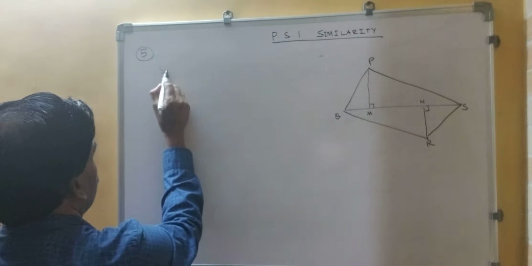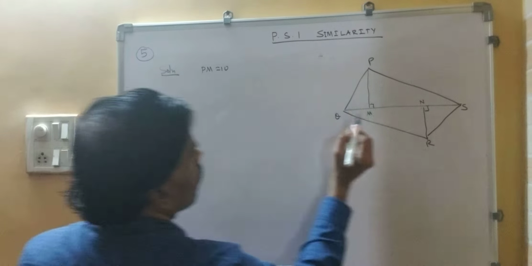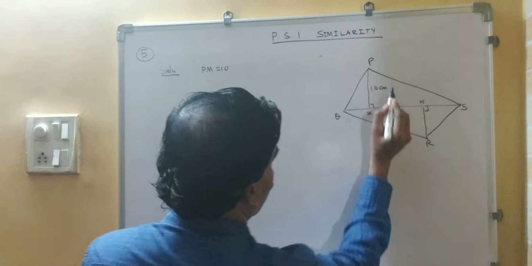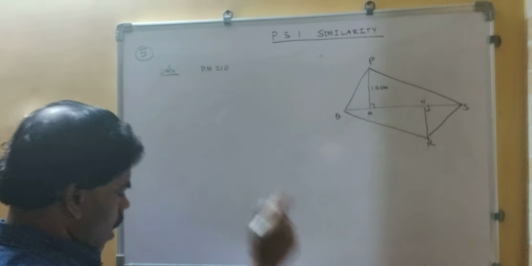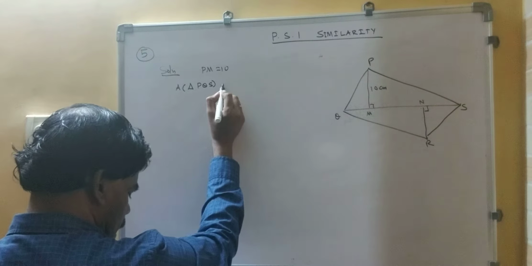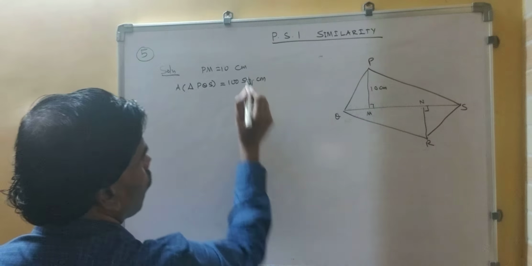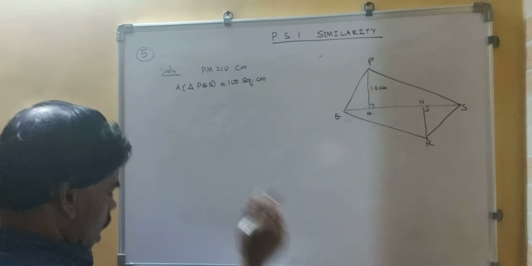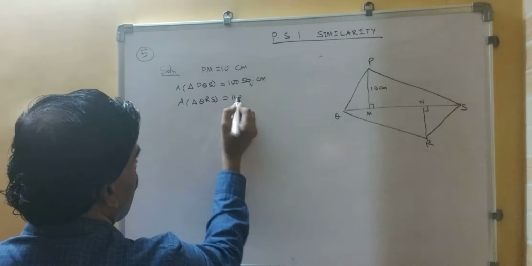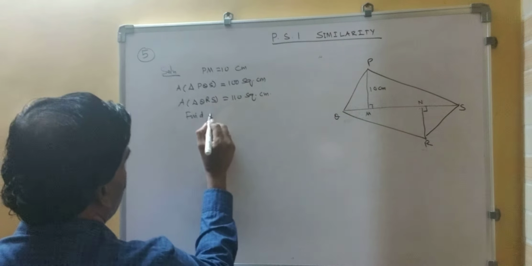Solution. PM equal to 10 centimeter. And then area of triangle PQS equal to 100 square centimeter, this area. And then what about the area of QRS? 110 square centimeter. Find NR.